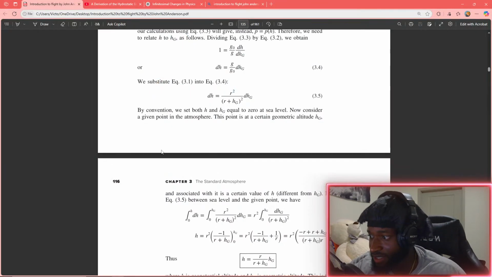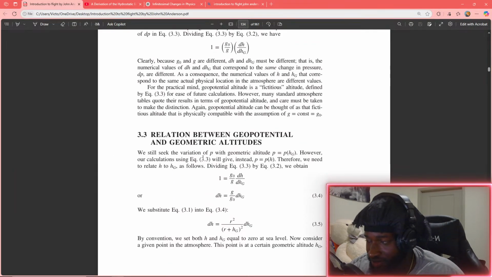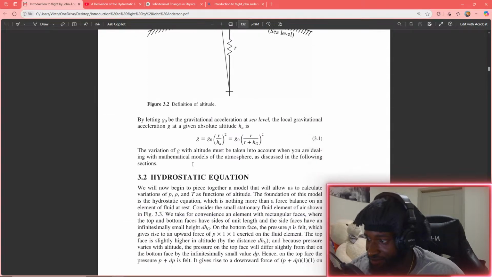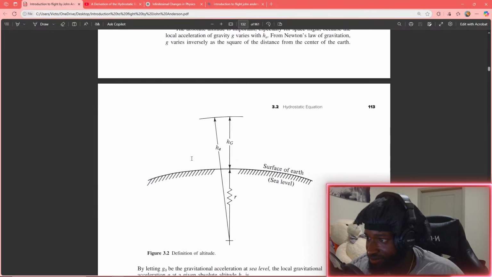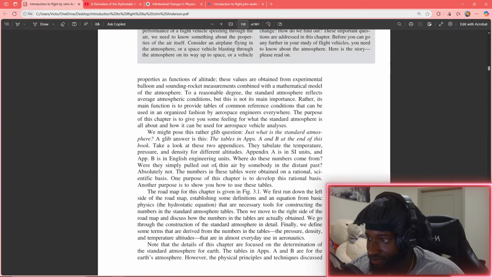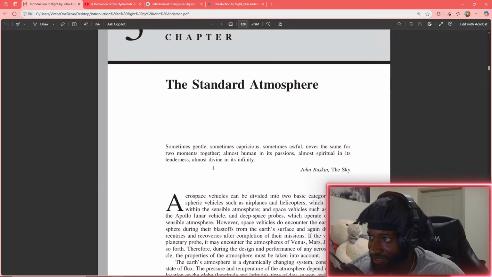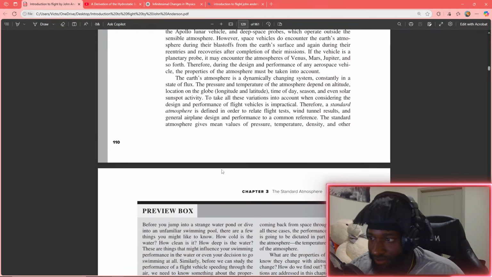What page am I on? I'm on page 116. It starts at 113. The whole chapter, rather. So that starts at chapter 3, which is 110.